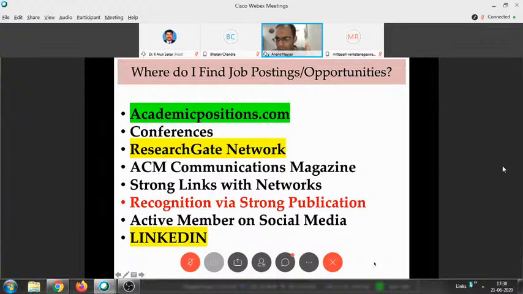So be an active member on social media, very important. ResearchGate, LinkedIn, everything should be very important. And most important, I'm saying it openly, the LinkedIn network. Because if you're on LinkedIn, you already know which person is publishing which papers, and you are getting good recognition, and you are getting connections.